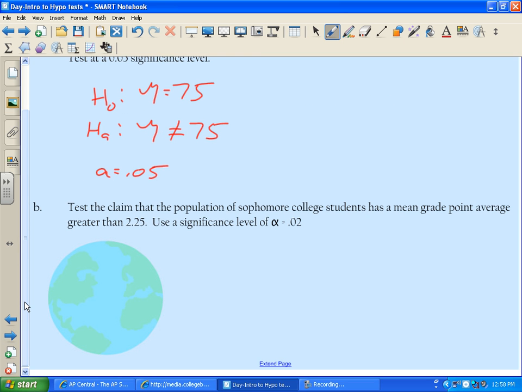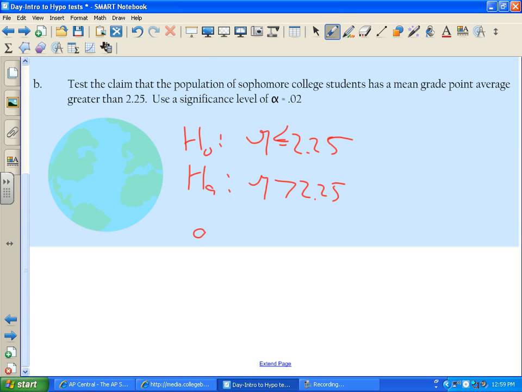Part B, test the claim that the population of sophomore college students has a mean grade point average greater than 2.25. Use the alpha level of 0.02. Your null hypothesis is going to be that the mean is 2.25. Your alternative this time, you're looking for proof that it's greater than that. So we'd look for mu is greater than 2.25. And because we're looking at greater than, then the null would be less than or equal to 2.25. Does that make sense? And then our alpha level is given to us, alpha is 0.02.